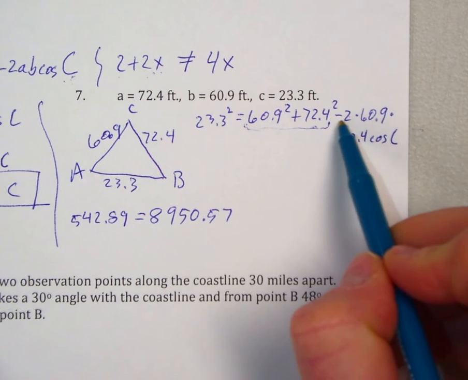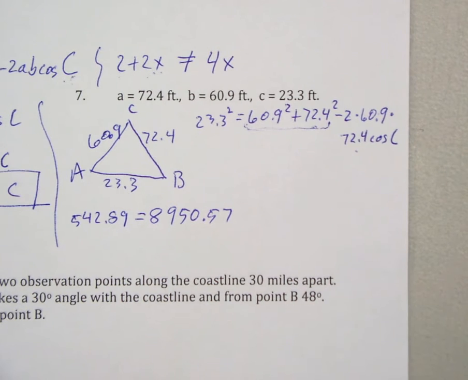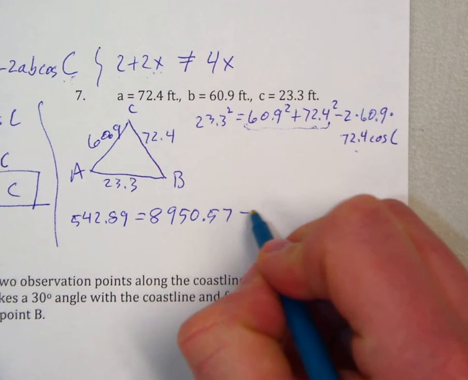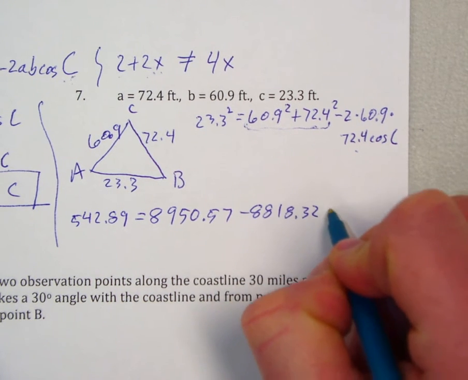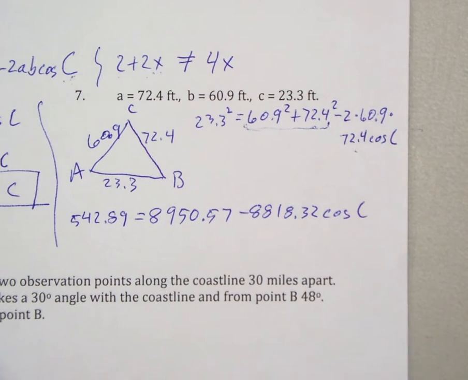The second group will be these numbers that are multiplied together. So we have negative 2 times 60.9 times 72.4. Multiply those, and I should get negative 8818.32 times the cosine of angle C.